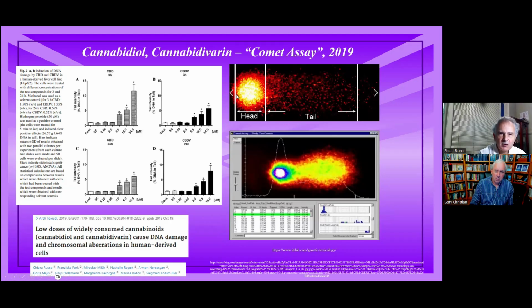So this is a normal comet assay, and this is the comet assay after cannabidiol and cannabidivarin exposure. And look at all the broken DNA in the comet tail, which is not moving as it should towards the positive anode here. It's all broken off here, and as the concentration rises, the amount of DNA in the comet tail increases. It's pretty high. It's about 6% there, and about 12% there with cannabidiol. So this is a very impressive demonstration of broken DNA.